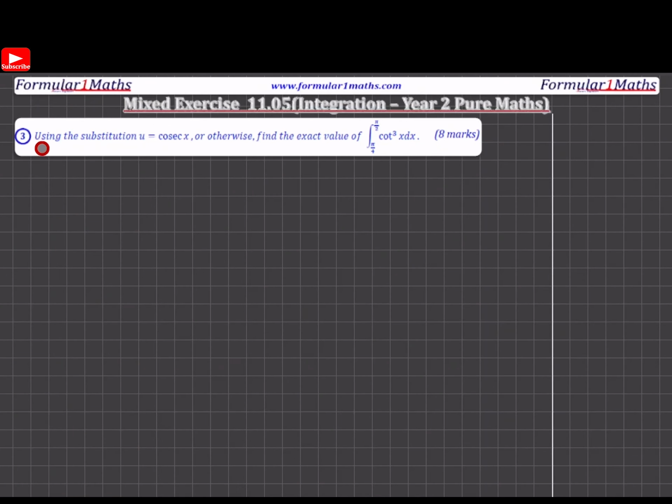Question 3. Using the substitution u is equal to cosec x or otherwise, find the exact value of the integral of cot cubed x dx between the limits of pi over 4 and pi over 2. So I'll begin by rewriting the integral in a different form as follows. Integral of cot cubed x dx is equal to integral of cot squared x times cot x dx.